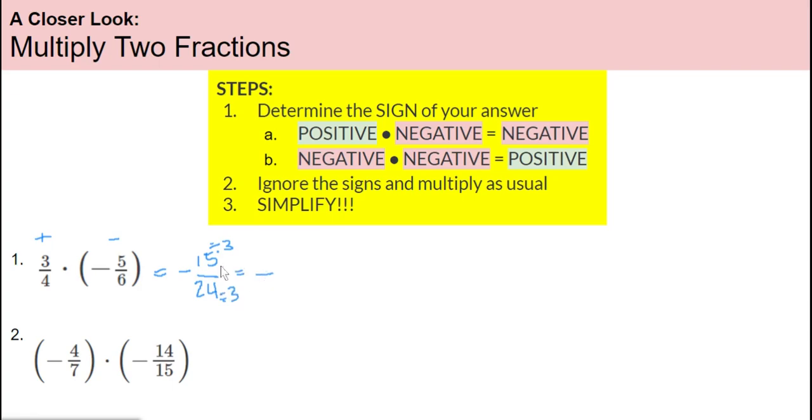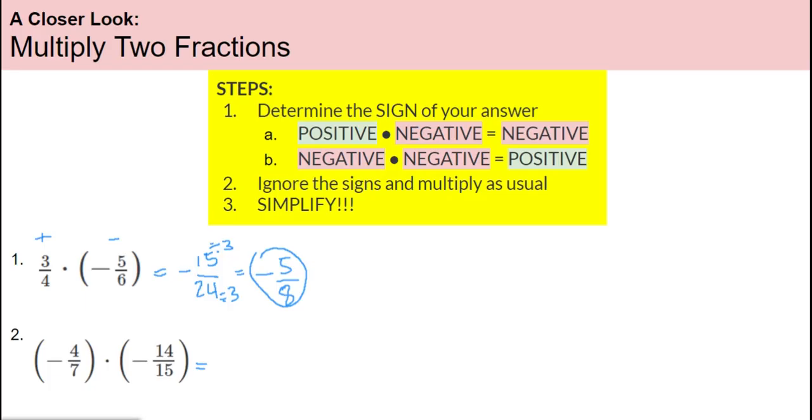So my answer is 15 divided by 3 is 5. 24 divided by 3 is 8. -5/8. Can we simplify that again? We cannot. So that is the answer, okay? -5/8. Let's try the next one. Is your answer going to be positive or negative? -4/7 times -14 over 15.